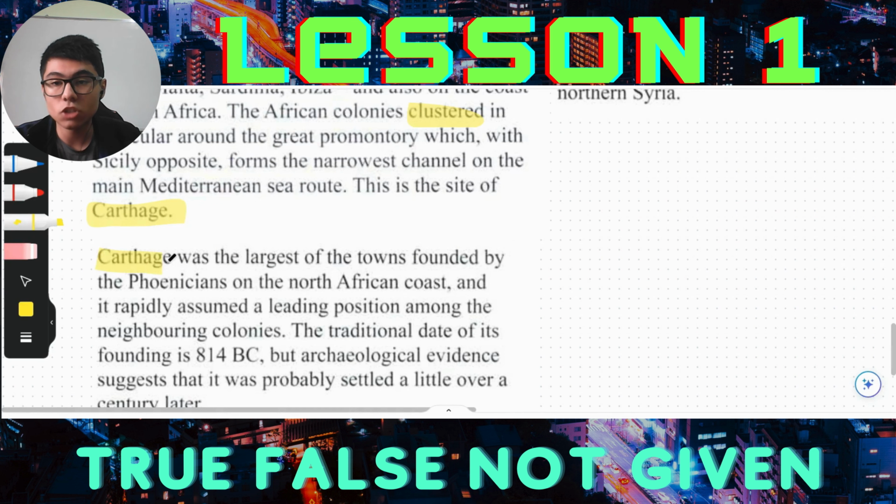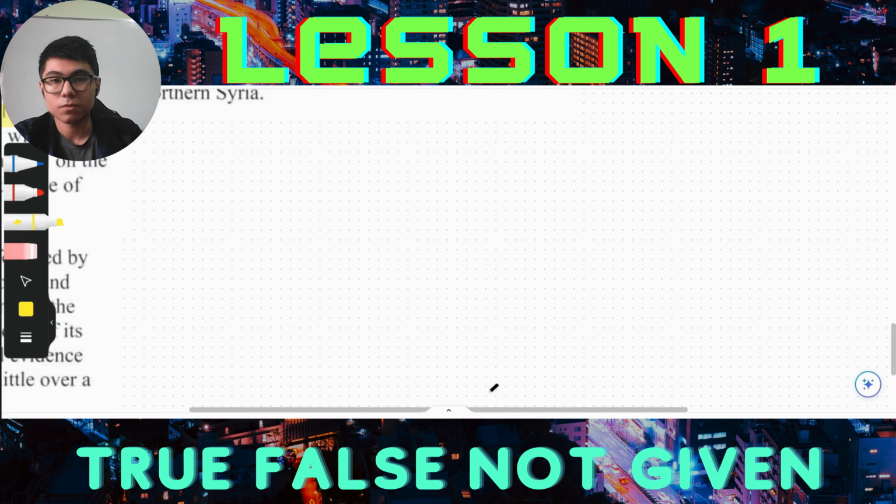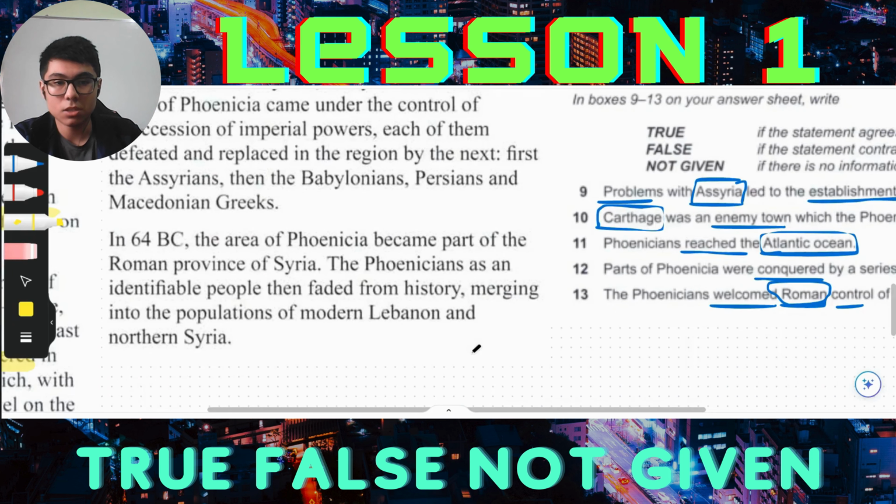So we had an unchangeable keyword, Carthage, in question number 10, and what the passage is saying is that it was the largest of the towns and it was founded by the Phoenicians, right? This town, which was the largest of the towns, was founded by, well, founded means established it, created it, or something like that. Founded by Phoenicians. Let's go to the questions.